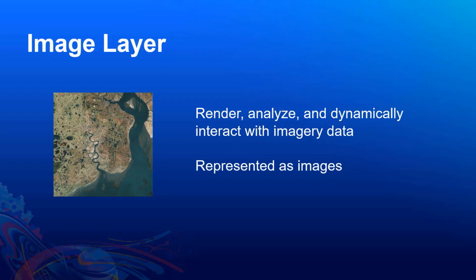We have the image layer, which allows you to render, analyze, and dynamically interact with imagery data. And these are again represented as images. The image layers dynamically composite massive volumes of standalone imagery files into a single image that then gets sent to the client. So it can also dynamically interact or perform analysis, such as transformations of pixel calculations while doing so.